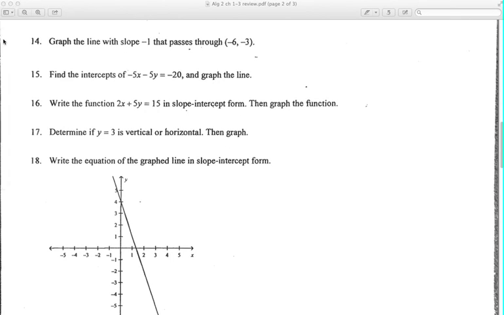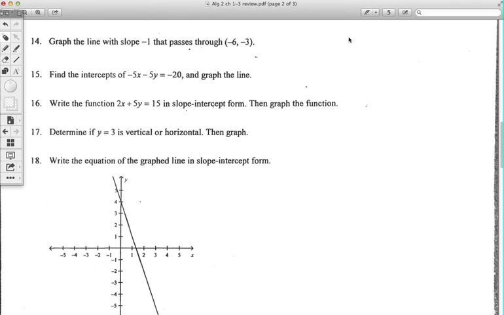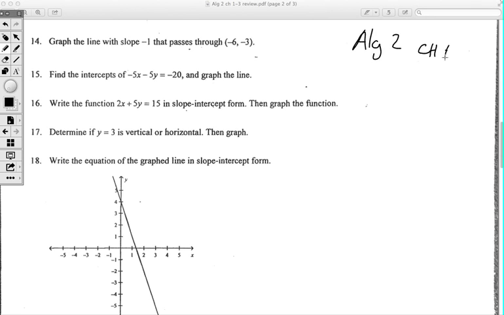All right, so here we are looking at Algebra 2. Let's see if we can get this written on here. Algebra 2, Chapter 1 through 3, Review, Part 4. Again, I don't know how many parts we're splitting this up into, but we're just trying to do it in small chunks, just not to overwhelm you guys.